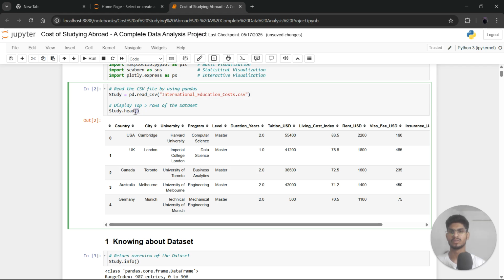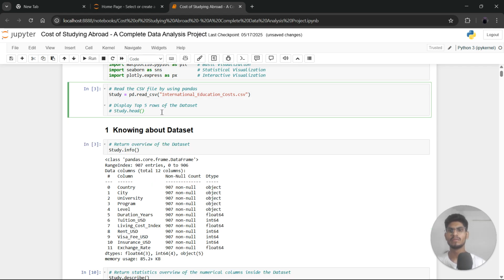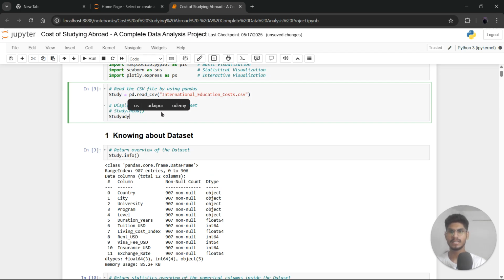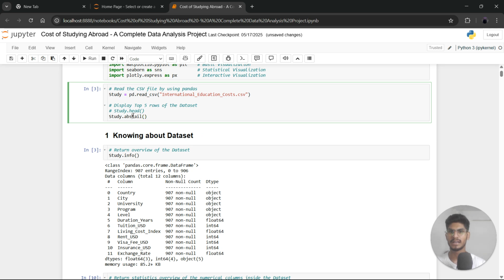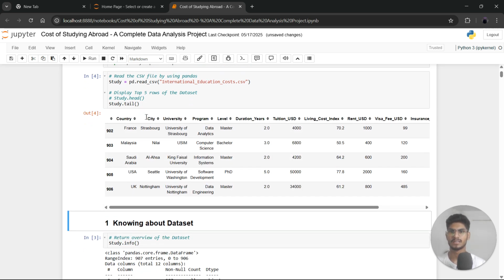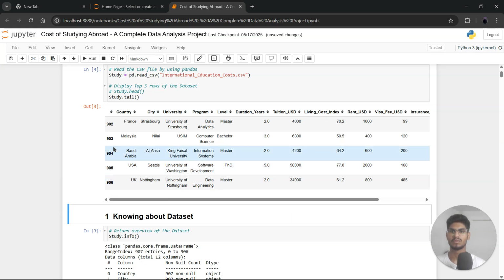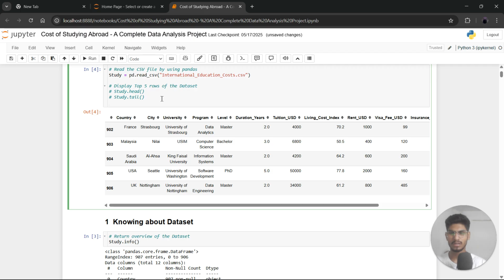If we want to print the bottom 5 rows, what will we do? We will write study.tail. The tail function returns the bottom 5 rows. If we run it right here, this is how we get the bottom 5 rows. And if we want to print random rows, we will use study.sample.